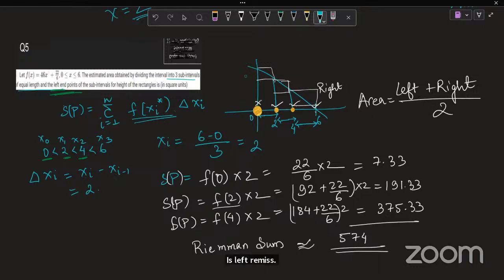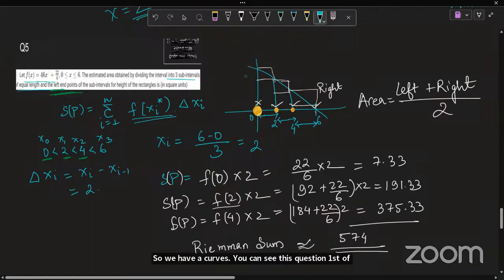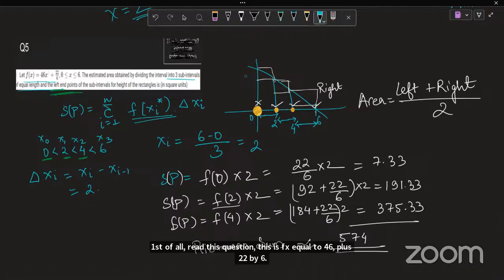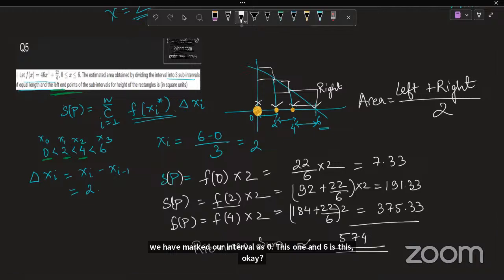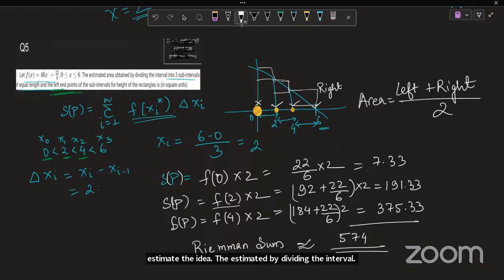Okay, so we have a curve. You can see this question. First of all, read this question. This is f(x) equal to 46x plus 22 by 6, which is given on the interval 0 to 6. We have marked our interval as 0, this one, and 6 is this. Estimate the area obtained by dividing the interval into 3 subintervals of equal length, using the left endpoints of the subintervals for the height of the rectangles, in square units.